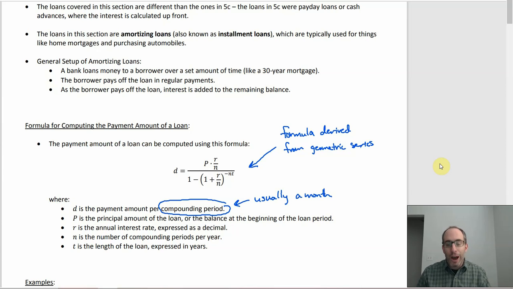But by far, the most conventional thing, like for a mortgage or for paying off a car loan, is to make monthly payments. So that's what we're going to stick with. When I ran through the homework, every single question had monthly compounding periods. So it seems like that's a good thing to stick with.